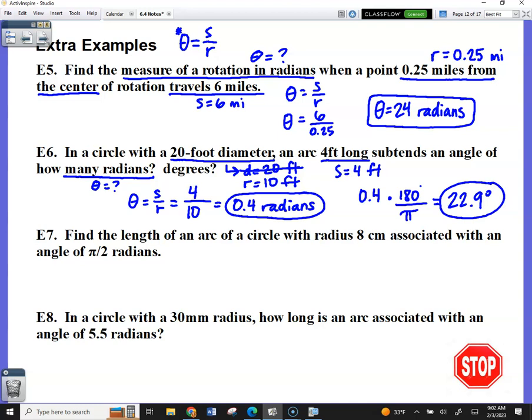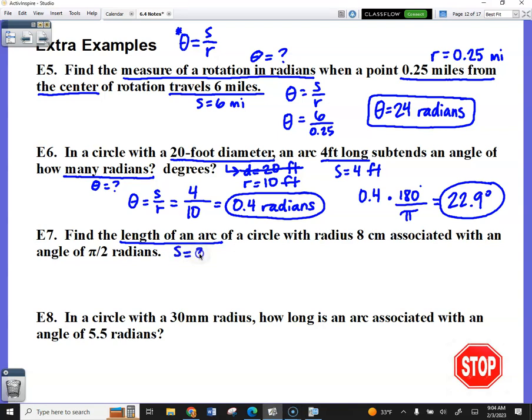All right. I'm looking at the next one. Here we go. So read it. Underline the important info. Find what they're telling you, like tell me what they're asking you to find. Okay, find the length of an arc. That means what letter? The length of the arc is S.